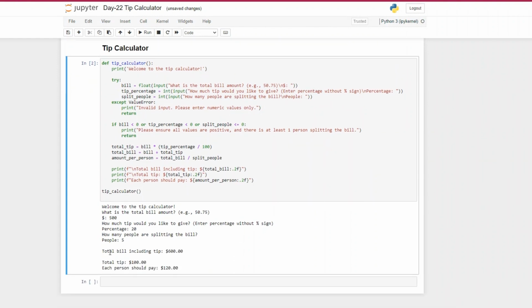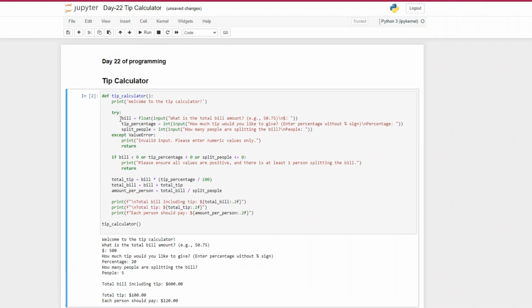So this is the total bill including tip. It's 600. This is the tip, just the tip, minus the total bill that we said, 500. And every person at the table would pay $120 to make the 600 bill. So this is how you create a tip calculator that takes the total bill amount, takes the percentage of the tip that you want to pay, and also splits the bill based on the number of people you give.